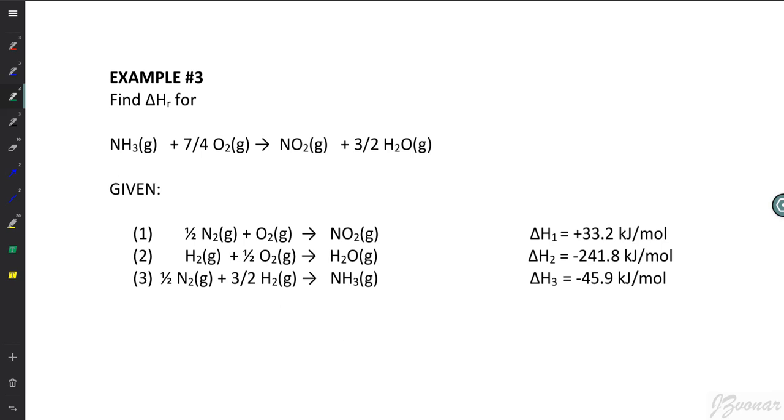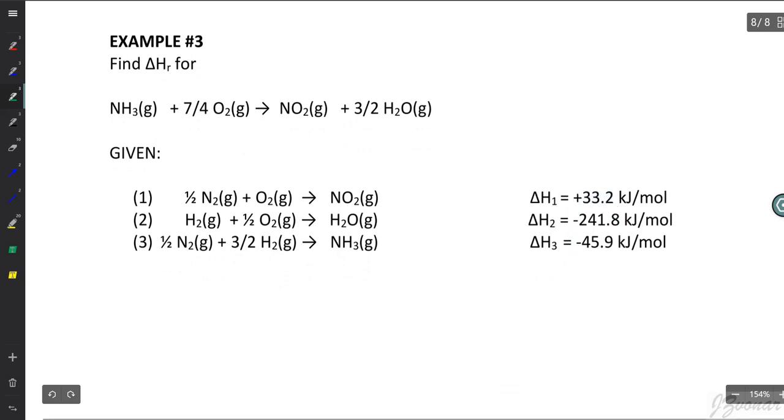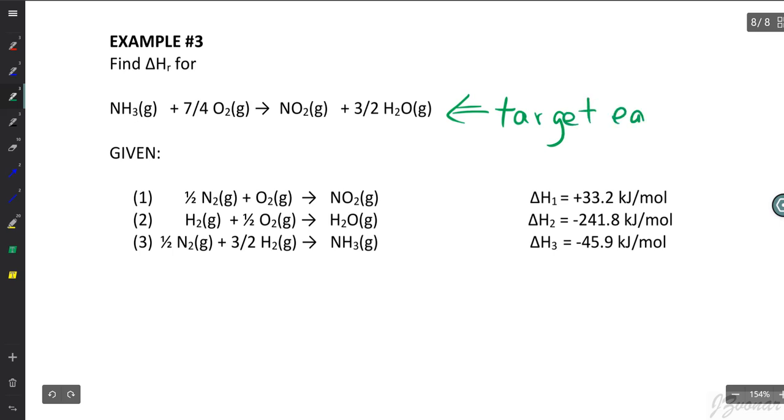All right, so let's take a look at this final example for today, which is example number 3. We wish to find the delta H for this given reaction. Therefore, this is my target equation. We've been given these equations, and these are the ones we need to manipulate.